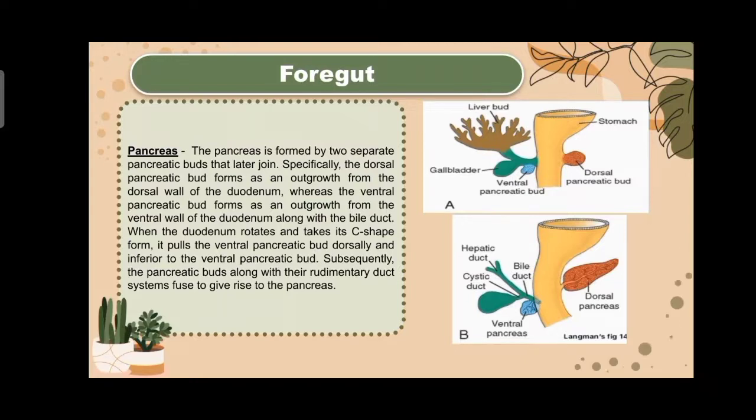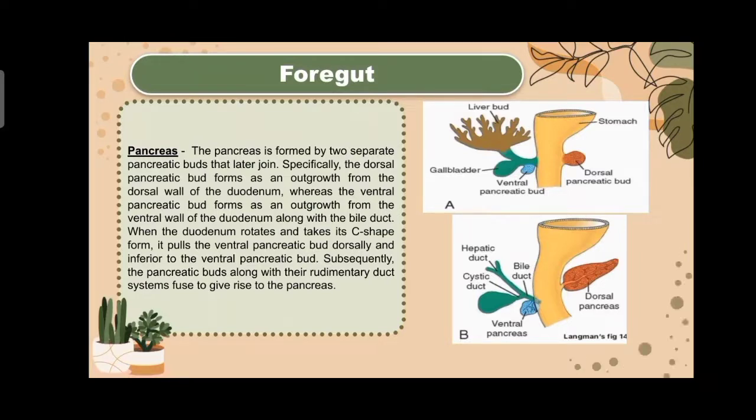When the duodenum rotates and takes its C shape, it pulls the ventral pancreatic bud dorsally and inferior to the dorsal pancreatic bud. Subsequently, the pancreatic buds along with their rudimentary duct system fuse to give rise to the pancreas.